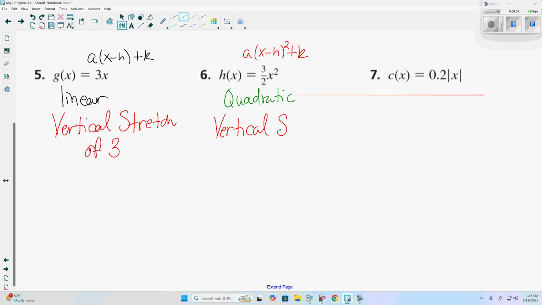It's a vertical stretch. Because what is 3/2? Is 3/2 between 0 and 1 or bigger than 1? Bigger than 1, so it has to be a vertical stretch. Just because it's a fraction does not mean it's going to be a shrink. Stretch of 3/2. Yep, it's a vertical stretch. Because it is sometimes tempting to see a fraction and automatically assume it's going to be between 0 and 1. Not necessarily.